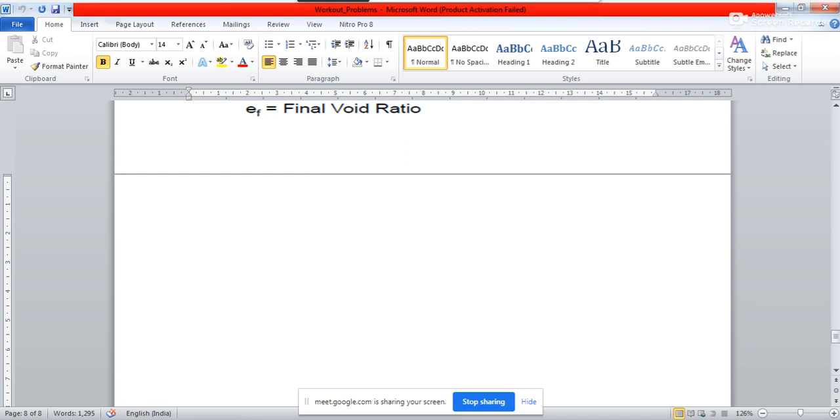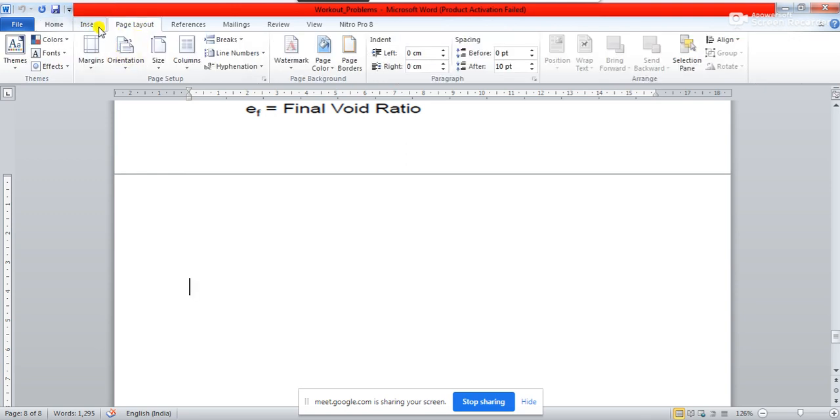Solving this kind of problem, I always suggest you always draw the diagram first. If you can draw the diagram, then it will be very easy to solve the problem, because you will be able to visualize the problem very easily. Okay, so now let us try to draw this.